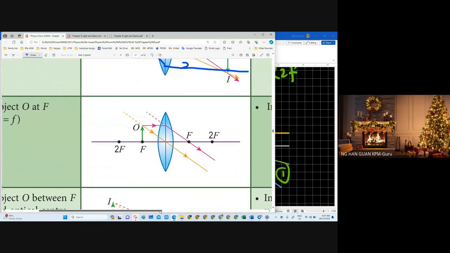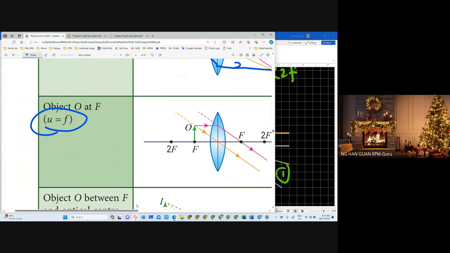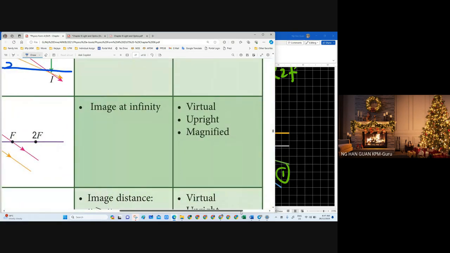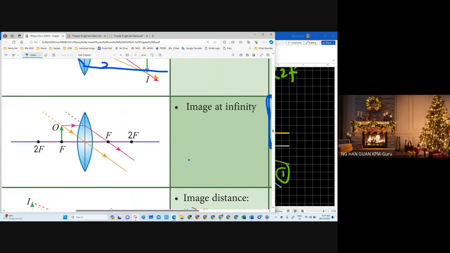The only case I want to highlight is when the object is equal to F. The textbook gives you this, but actually when you draw the ray diagram, you will get two parallel rays. Two parallel rays mean that the image is only formed at infinity. You cannot let the two parallel rays meet. When two rays cannot meet, it means no image forms, but in this case, with parallel rays, we don't say the image is not forming. We only say the image forms at infinity.